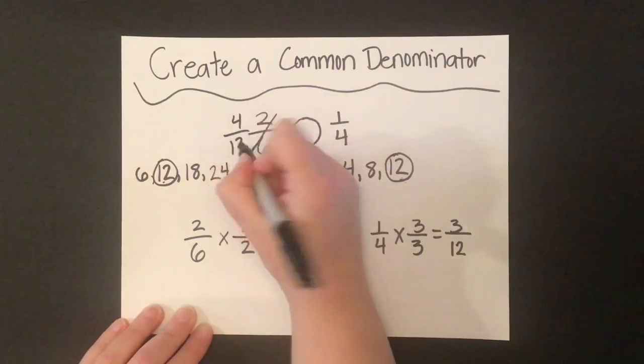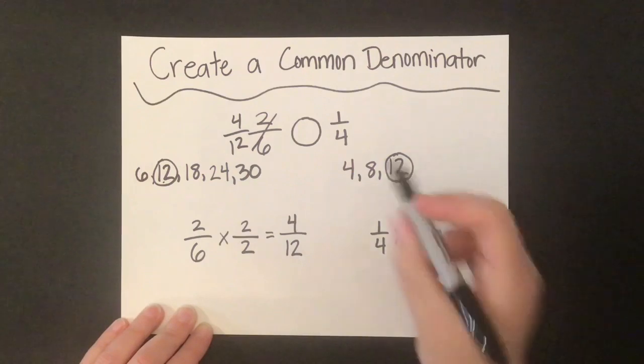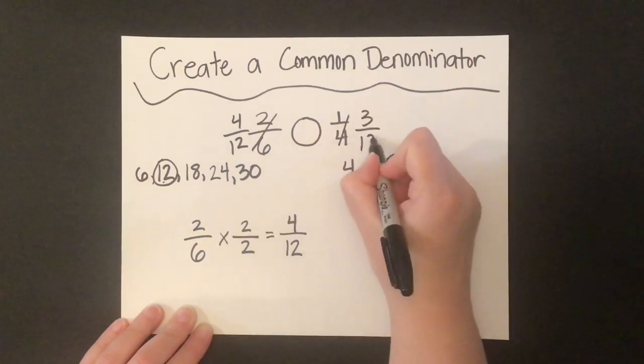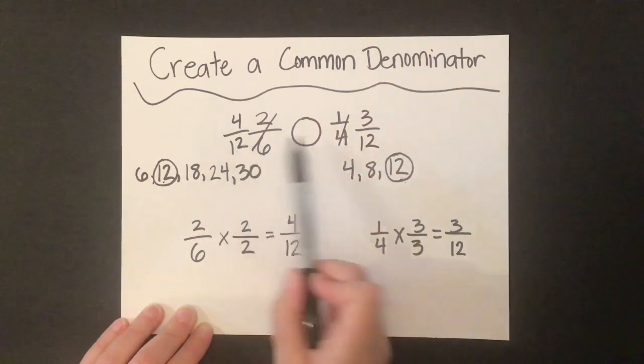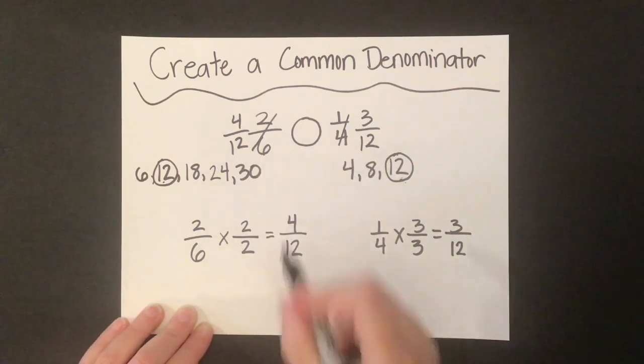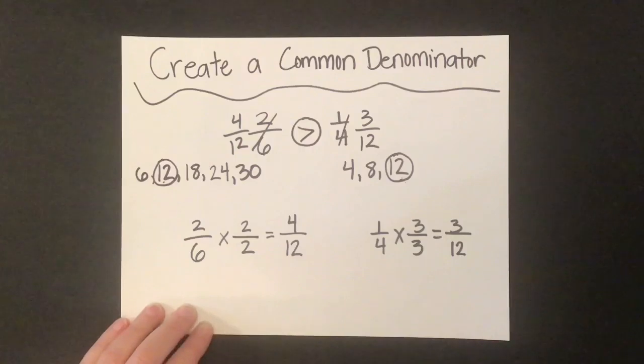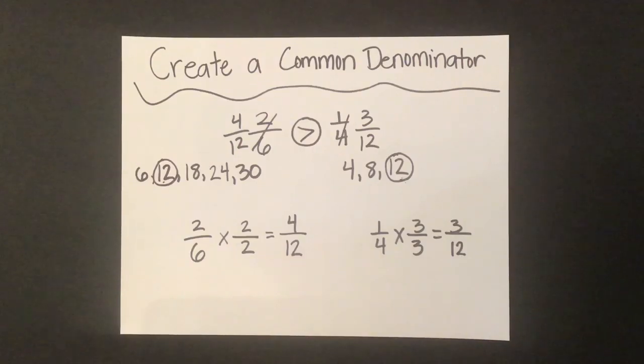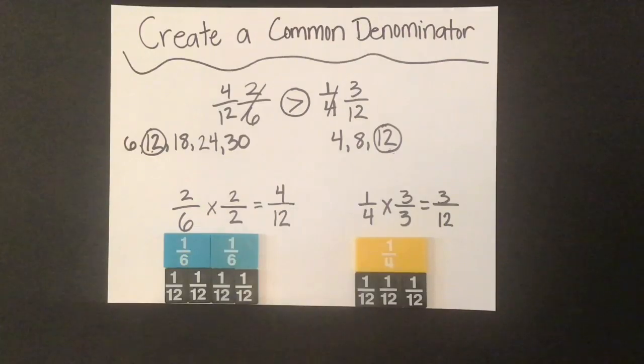So now it's like I'm comparing 4/12 to 3/12. Once we have that common denominator, comparing the fractions is no problem. 4/12 is greater than 3/12. Let's take a look at what we just did with our fraction pieces.